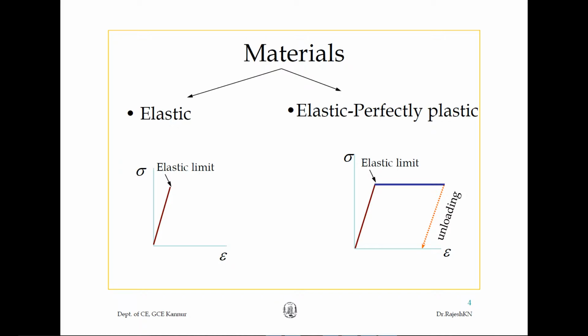Now, there are two types of materials. First, we'll talk about elastic and elastic perfectly plastic. Basically, there's the elastic limit point here up to sigma y. This is called the elastic limit in the first diagram, and in the second diagram there is a perfectly plastic material, where a line parallel to the x-axis, the strain axis, is shown, which means it is perfectly plastic. And when we unload, it comes back to its original state.